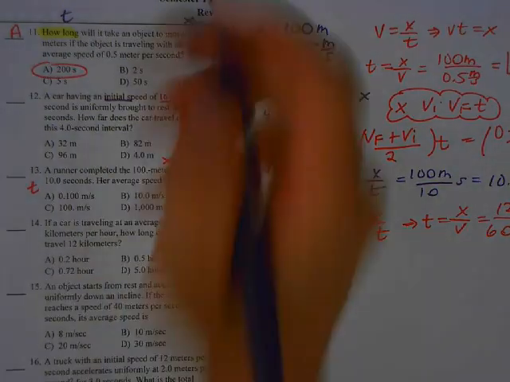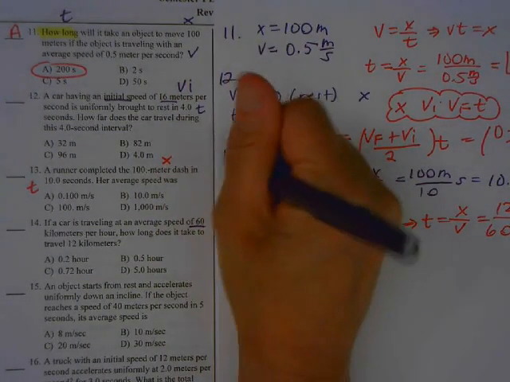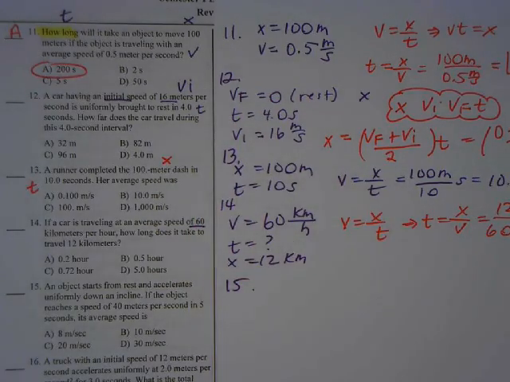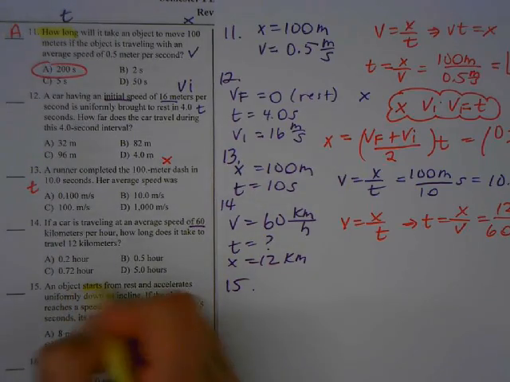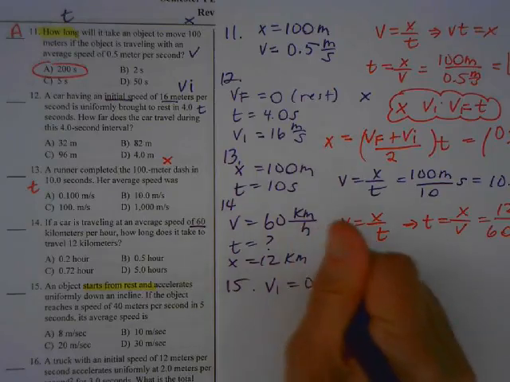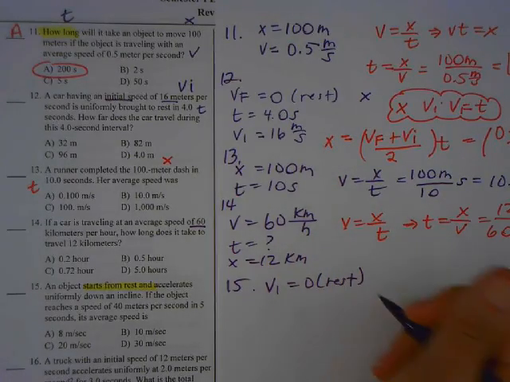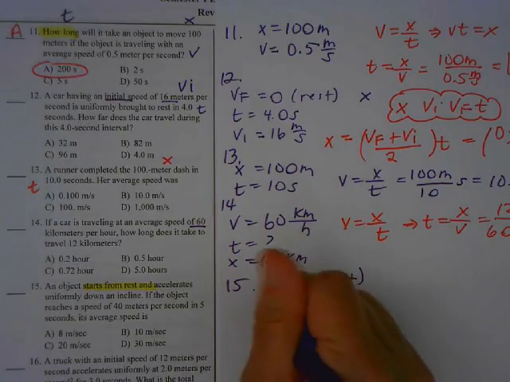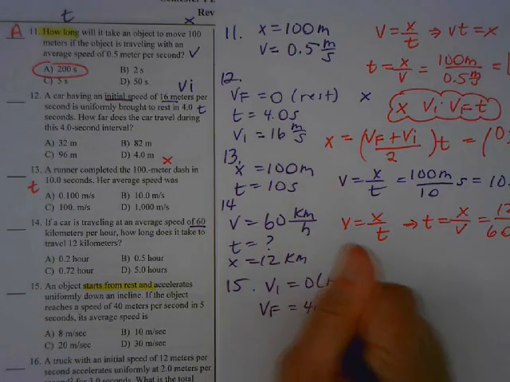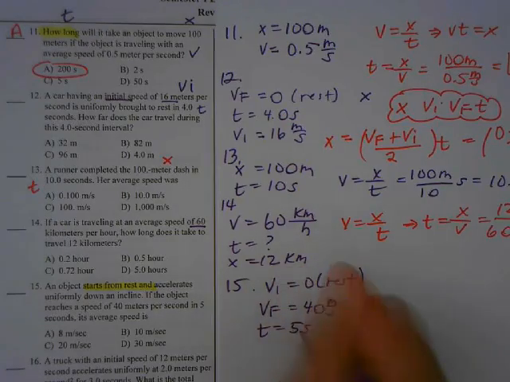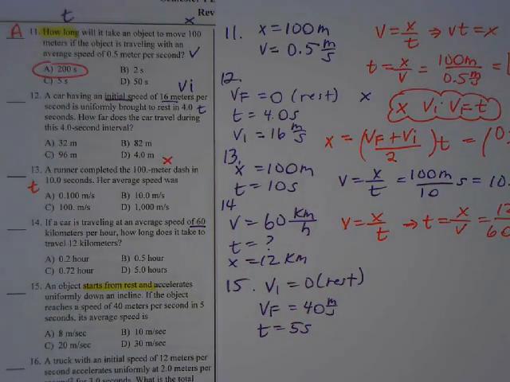So we did 11, 12, 13, 14, 15. An object starts from rest. So again, that's a hidden variable. The initial velocity is 0. It accelerates uniformly down an incline. If the object reaches the speed of 40, so the final velocity is 40 meters per second in 5 seconds, so the time is 5 seconds, what is its average speed?